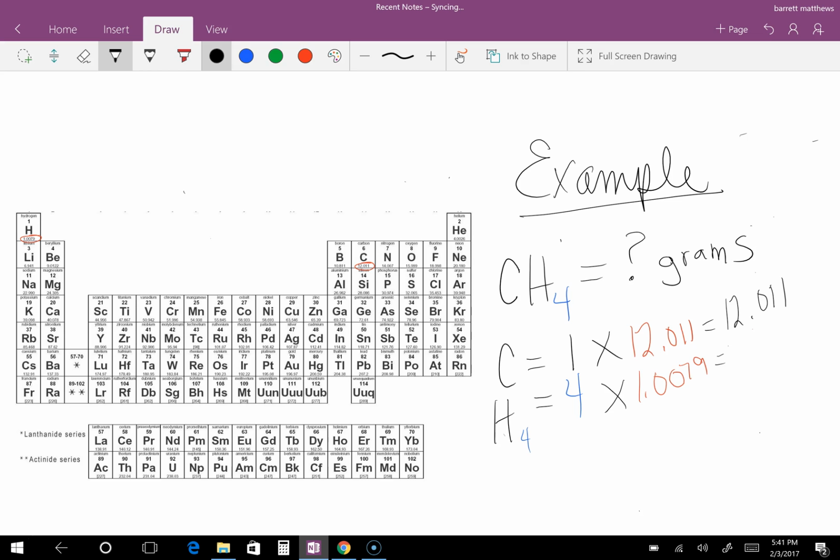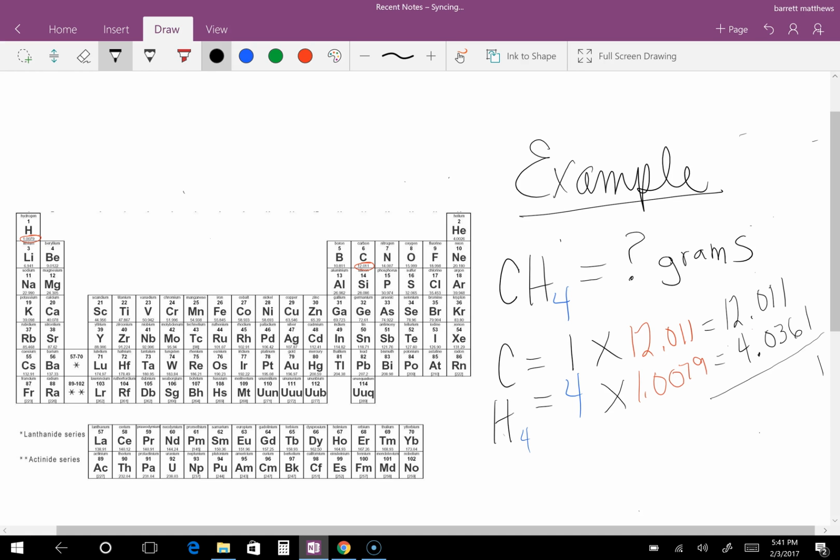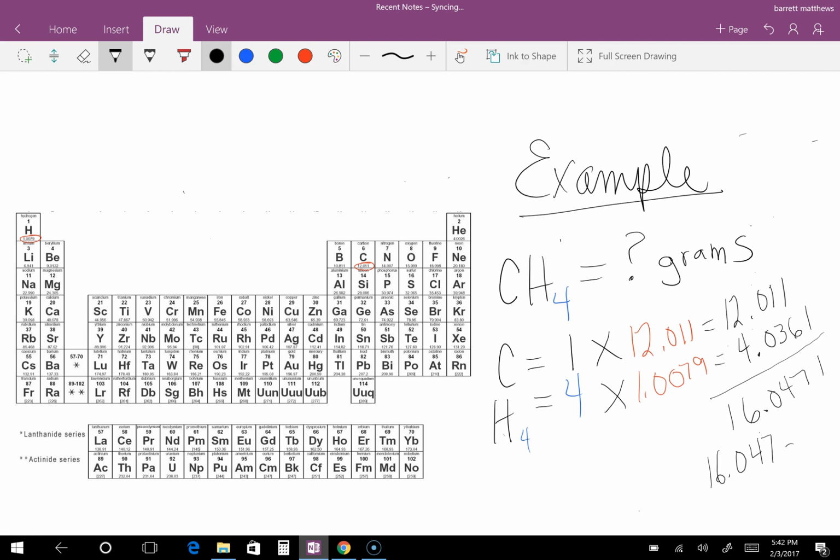4 times 1.0079 will be 4.0361. I will add the 2 together, and then I will end up with 16.0471. I believe in significant figures, and adding, you see there's 3 places after the decimal, so I can only report 16.047 grams for the formula mass of CH4.